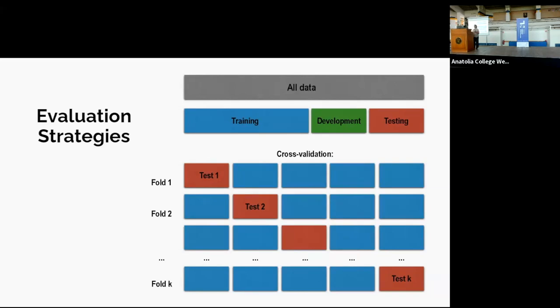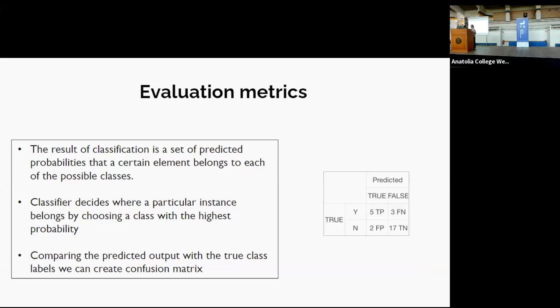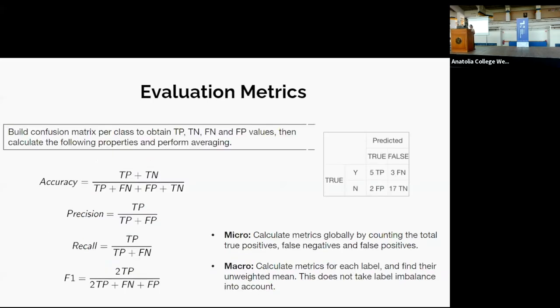And of course, as with any task, you need to have some kind of evaluation strategy. So you have your training, let's say you have a classification task, you have a training, development and test set, or cross-validation. And again, depending on the task, there are different kinds of evaluation metrics. You'll have different evaluation metrics for summarization and machine translation, and different ones for things like text classification. So very briefly, the standard evaluation metrics in text classification are accuracy, precision, recall, and F1, which are all based on the true positives, false positives, and false negatives.